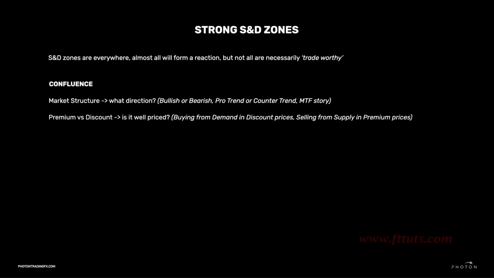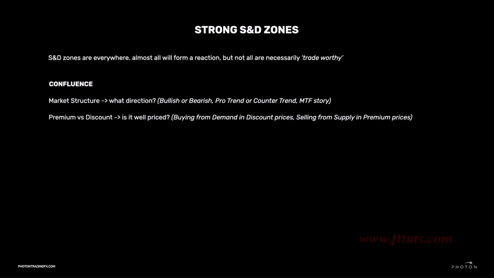We then looked at the concept of premium versus discount, essentially helping us to see if we are looking to trade at a level that is actually well priced. So if we introduce supply and demand to this, we can look to buy from demand zones in discount prices and sell from supply zones in premium prices to help increase our strike rate and potential reward to risk ratio.